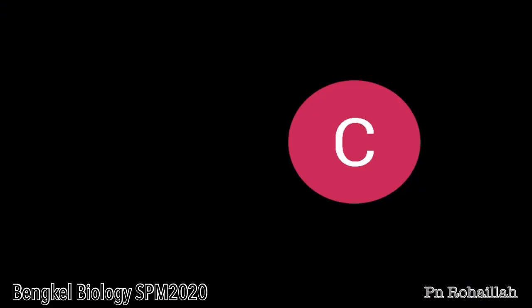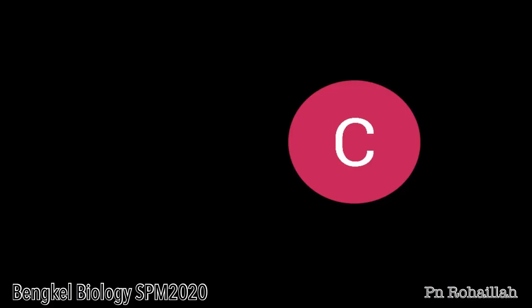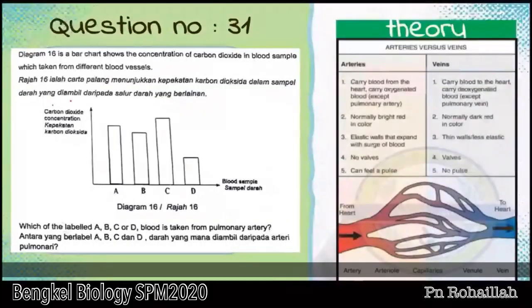Alright, diagram 16 shows a bar chart of the concentration of carbon dioxide in blood samples taken from different blood vessels. Okay, so look here. Which of the labels A, B, C or D is blood taken from the pulmonary artery? So pulmonary artery, apa dia? What kind of blood? Deoxygenated ke ataupun oxygenated blood?